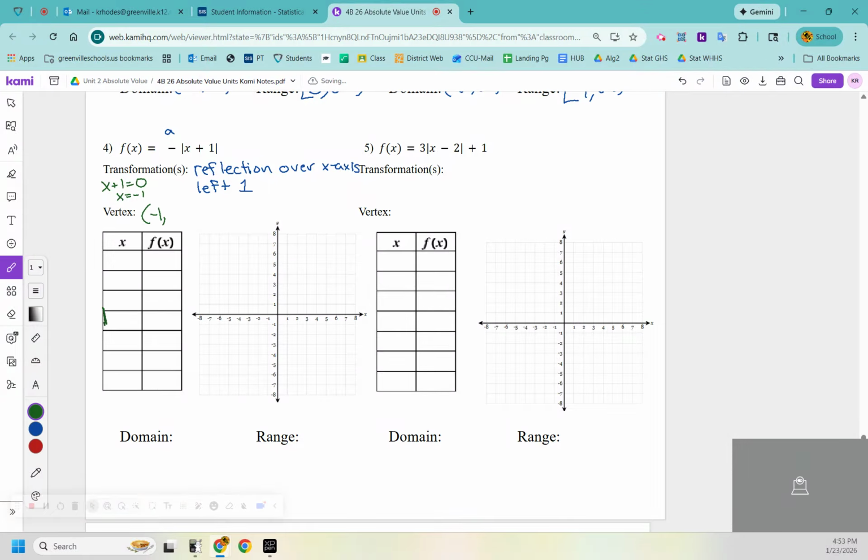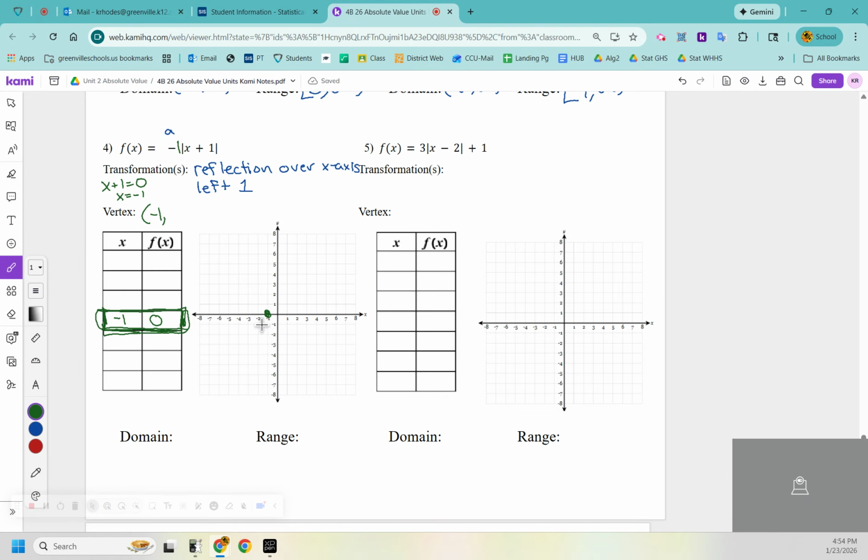So my middle graph, this is my vertex, -1. That bothers me. And then you can plug it in. -1 plus 1 is 0, and the absolute value of 0 is 0 times -1, because that's what -1's doing. It's going to multiply everything by -1. It's still 0 though. So I was at 0, 0, and then I moved left 1. So now there's my vertex.